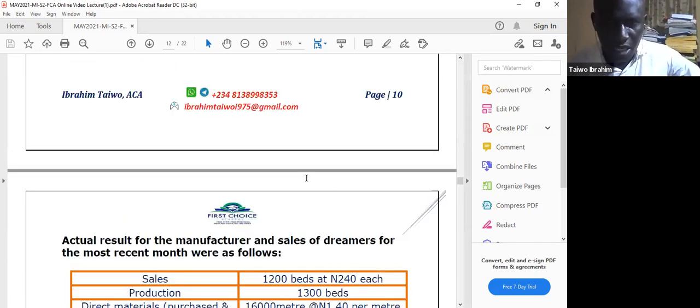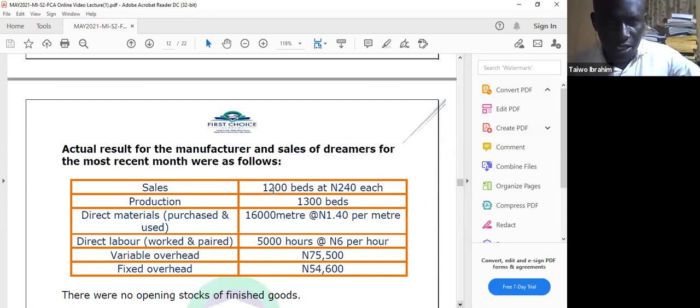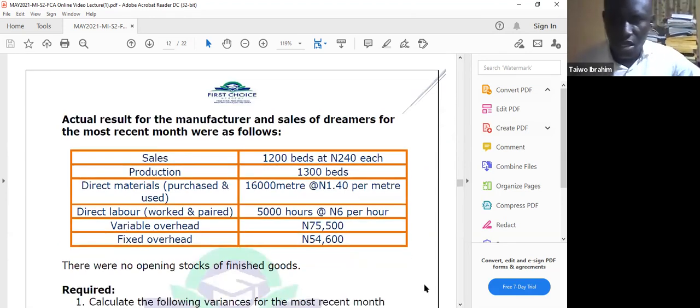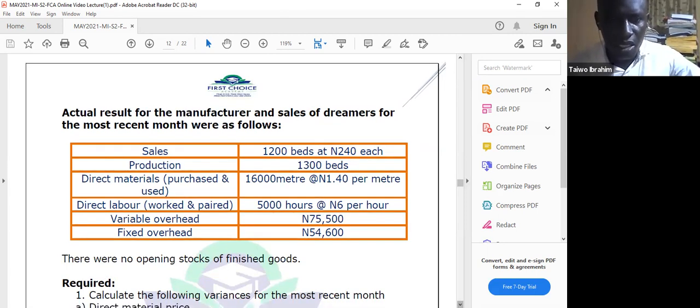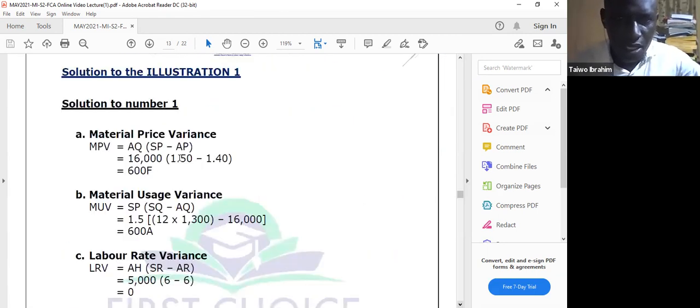This is actual now. You now go to the material. How many did they actually purchase? Purchased and used was 16,000 meters. So that's why you now see 16,000 meters. 16,000 into 1 naira 50 kobo minus 1 naira 40 kobo. That's 0.1 times 16,000, which is 600 favorable.